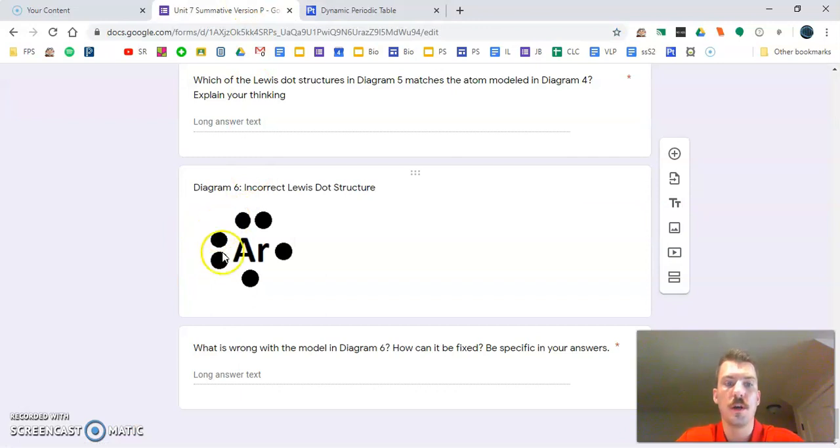Look at this Lewis structure. 1, 2, 3, 4, 5, 6. What is wrong with the model in diagram 6? It is missing 2 valence electrons. How can it be fixed? Well, in order to correct this, you need to add 2 valence electrons. This is asking 2 questions, so your answer needs to address both. I awarded some partial credit on this. If you said, well, it's missing electrons, we have to be specific with our answers. It's missing 2 electrons, so you need to add 2.